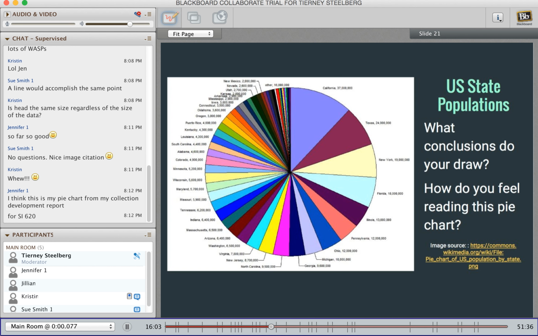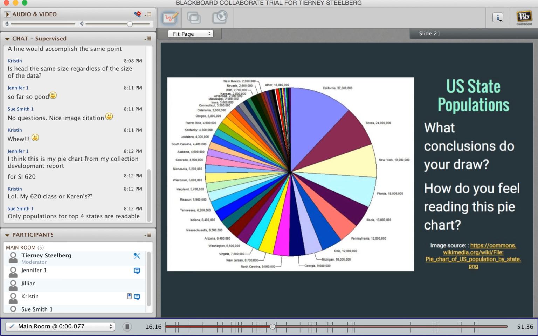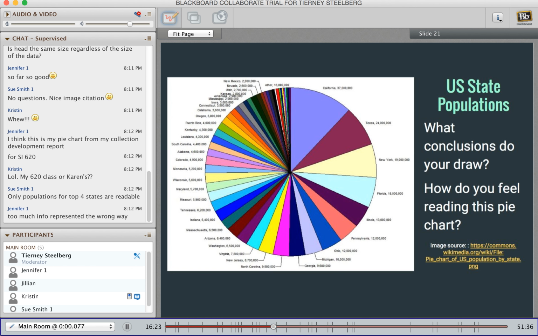Jennifer says, I think this is my pie chart for my collection development report for 5620. Did you do a pie chart of U.S. by state? Sue Smith says, only populations for the top 4 states are readable, which is an excellent point. Jennifer says, too much info represented the wrong way. Definitely true. Can't even count how many slices there are in this pie.